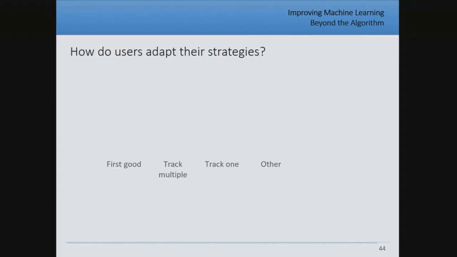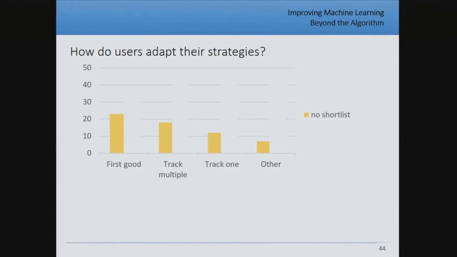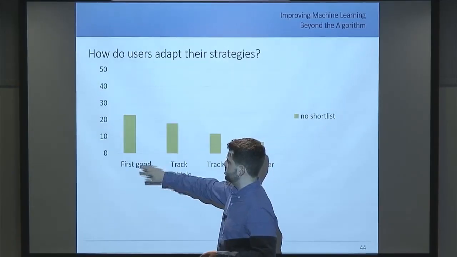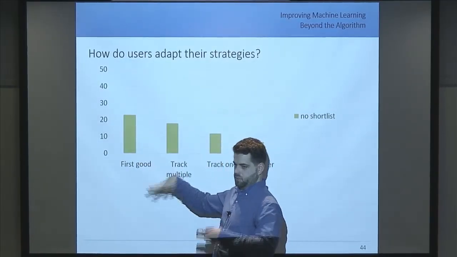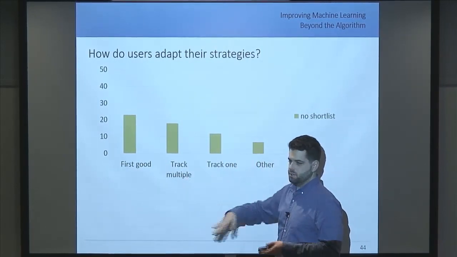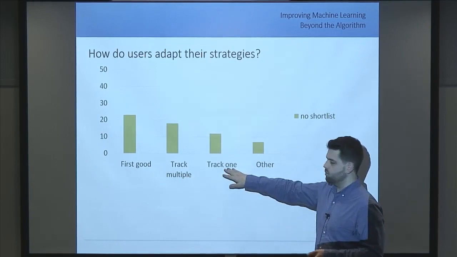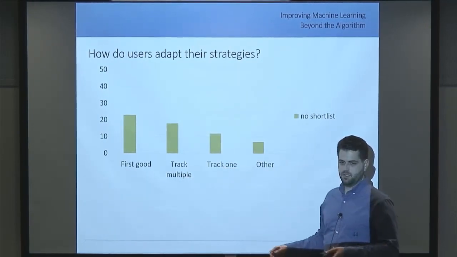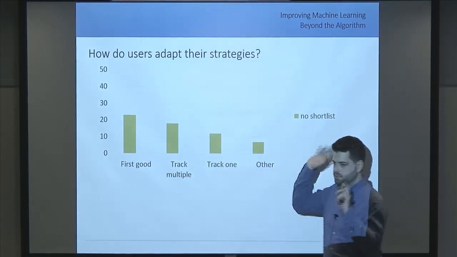And then lastly, how did users adapt their strategies? This was more to understand how adding a new interface component also changes the way people behave. And so what we did is we asked them to self-report the strategies that they used. First good, which was the most frequent one when they didn't have a shortlist, was they picked the first good item, which is sometimes called satisficing in psychology. Track multiple is the consideration set strategy. Track 1 is just one best option currently, and then choosing that in the end, and other is something else.